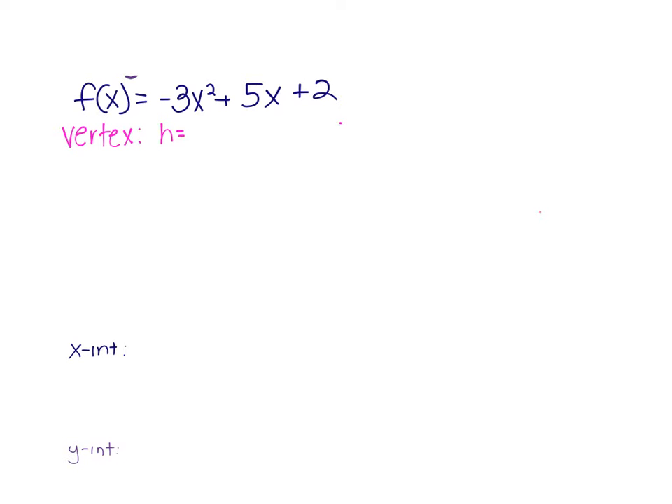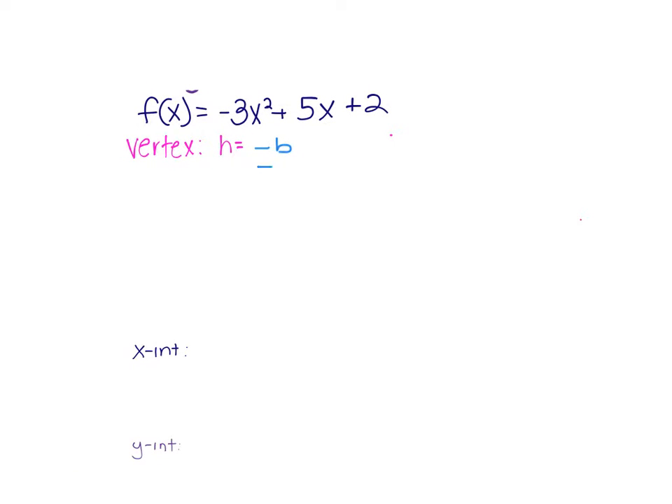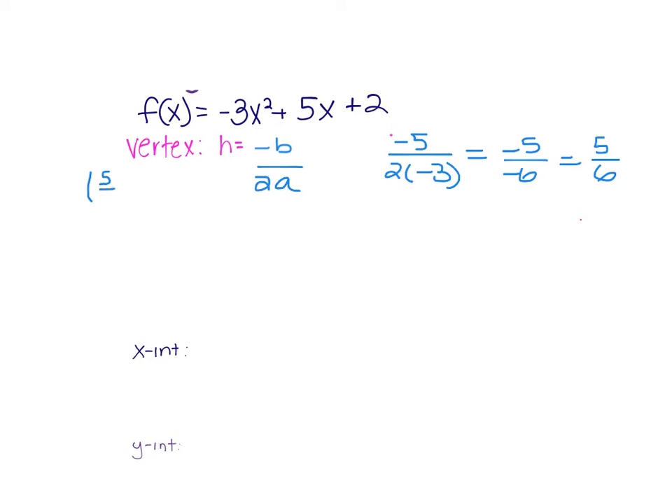To find the vertex using the other method, you do negative b over 2a to get your h. So in this case, I'd get negative 5 over 2 times negative 3, which is negative 5 over negative 6, or positive 5/6. And that's the x coordinate of my vertex. And then I take that and plug it in.